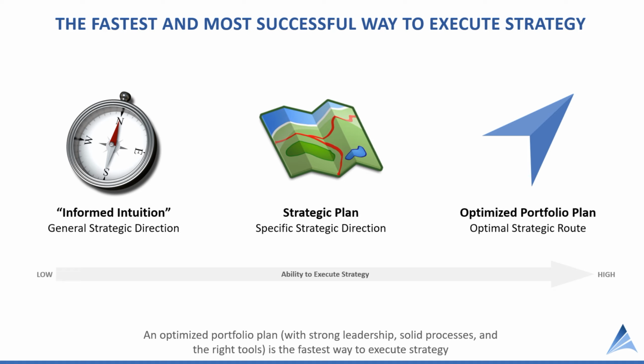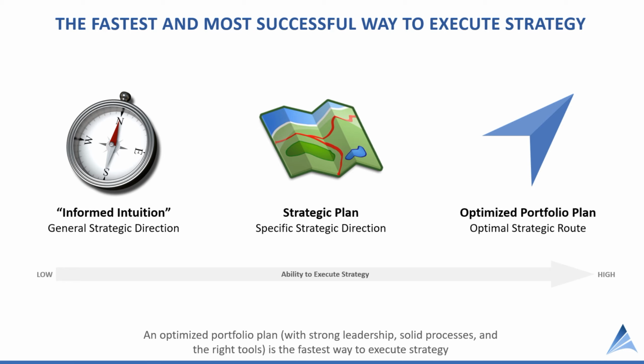So we'll make a turn, and we're going to cover various elements of project portfolio management. These pictures are here to highlight that there are different ways of executing strategy. On the far left-hand side, we've got a compass. In quotes, we're talking about informed intuition. Leadership understands the general direction that the organization should take. And we can liken this to a compass.